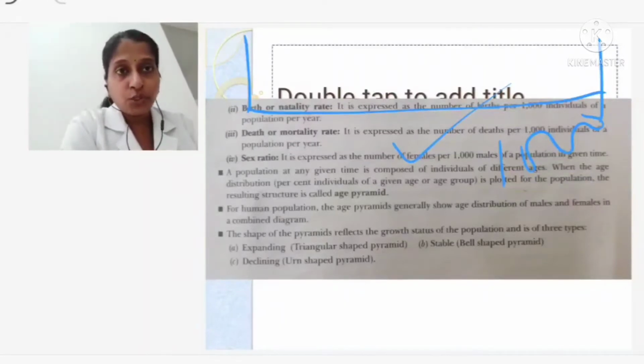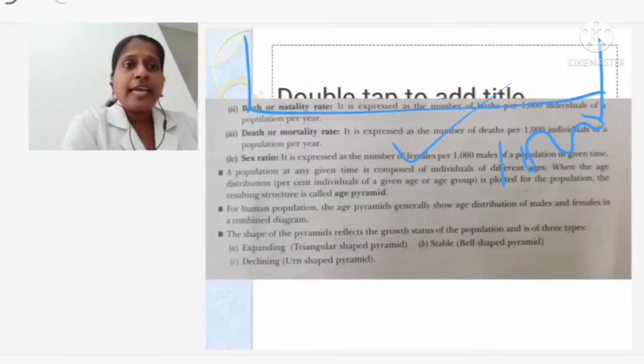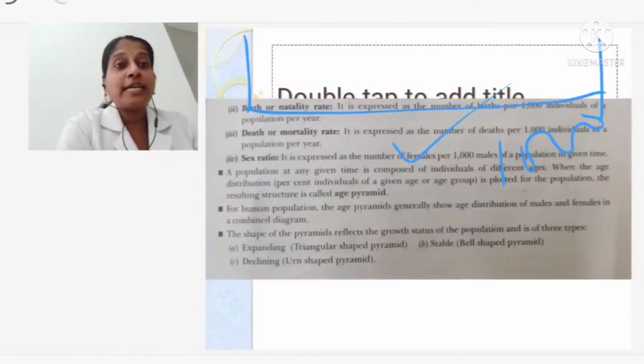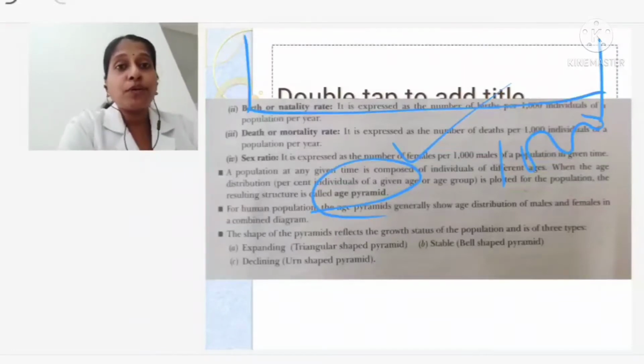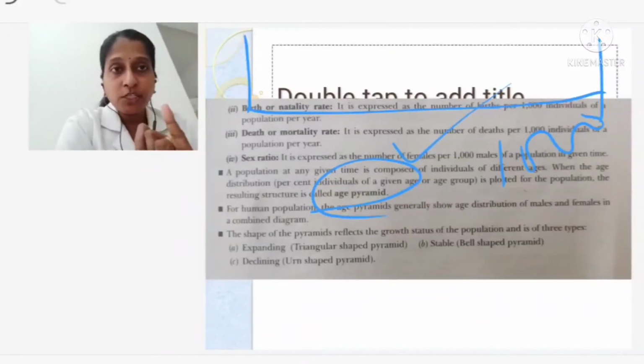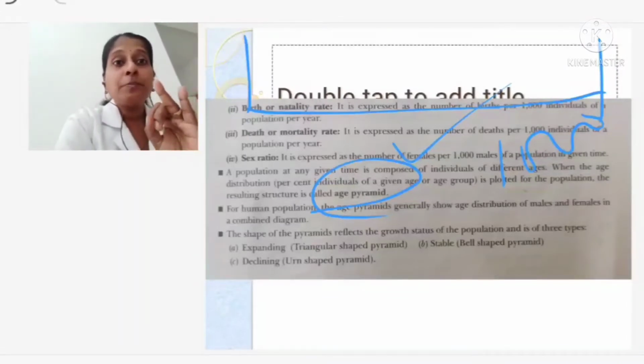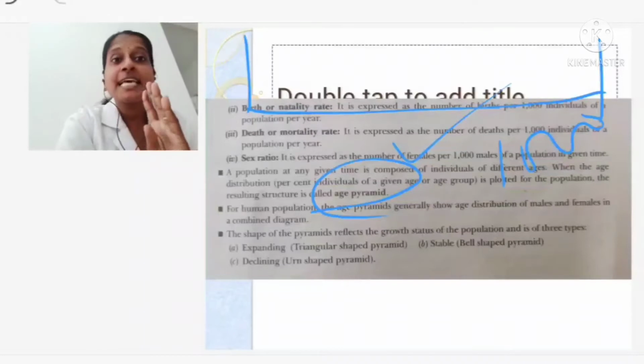The sex ratio, right? Population at any given time is composed of individuals of different ages, isn't it? So that one we call as age pyramid. Now the next topic we are going to discuss is the age pyramid. The three attributes of population we have already discussed. What are they? One is population density or population size. Second, natality or the birth rate. The third one is death rate or mortality, and the fourth one also we have discussed. What is that? That is sex ratio. Now we are seeing the next topic, that is age pyramid.